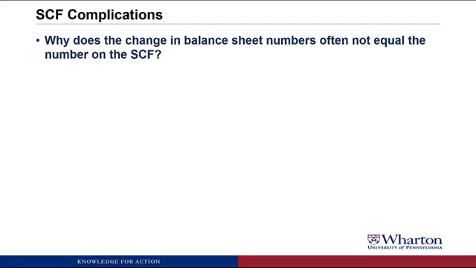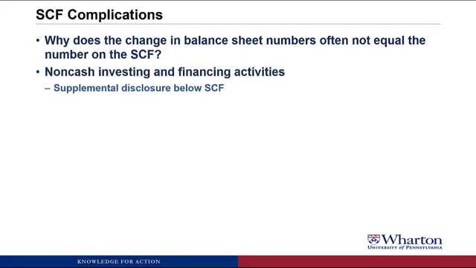So in all the examples that we've done so far, when you look at the change in the balance sheet numbers for, say, accounts receivable, it's the exact same number that you see in the operating section on the statement of cash flows. But in real financial statements, you often see it's not the case for one of these 4 reasons. First, there could be non-cash investing and financing activities that relate to the working capital accounts in the operating section.